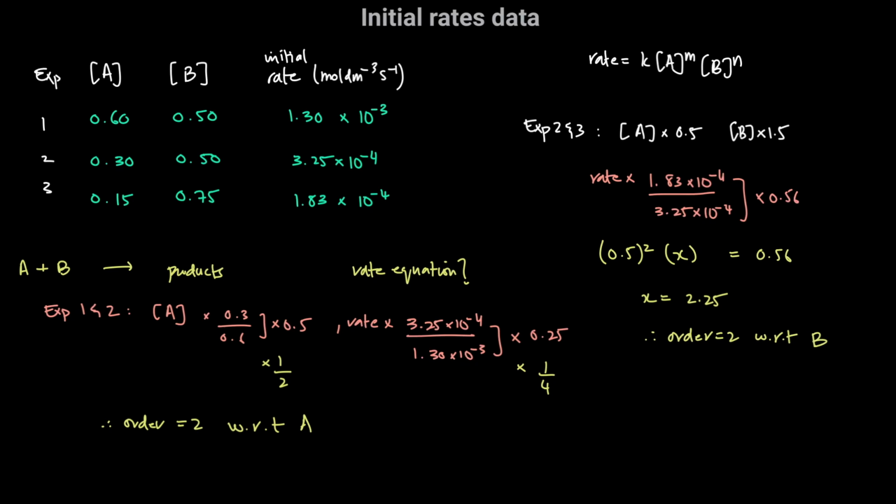So here we can say that the rate equation is equal to K times the concentration of A squared times the concentration of B squared. Okay, so this is your rate equation. This is your final answer.